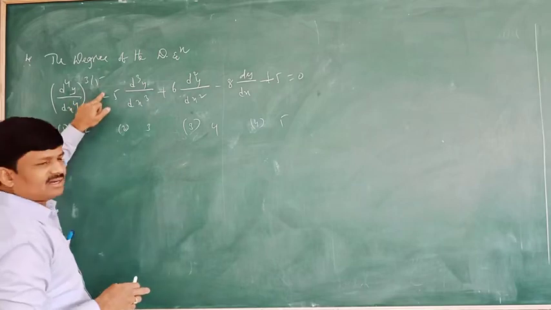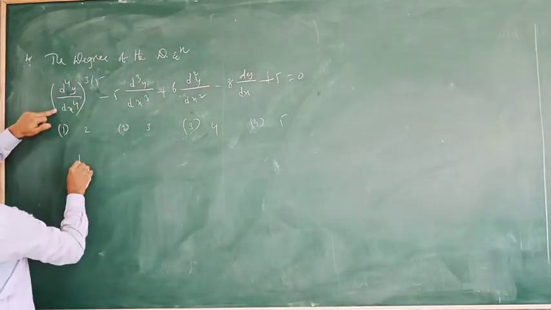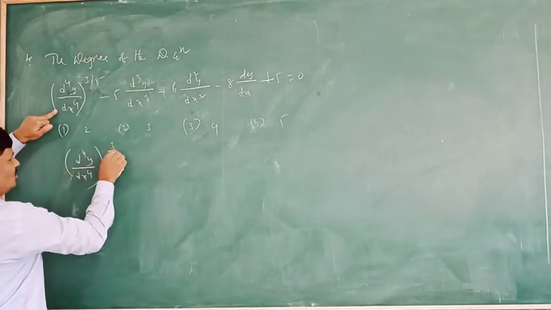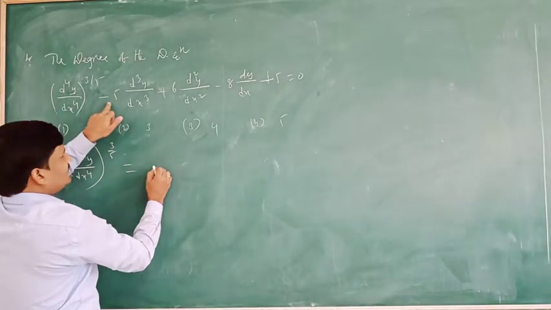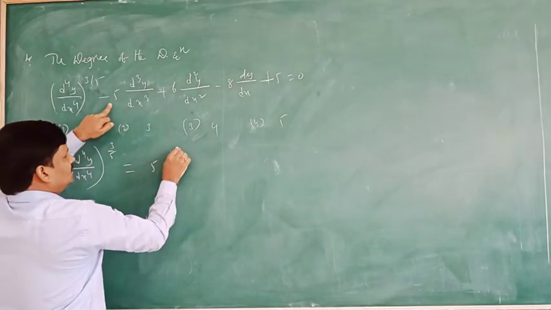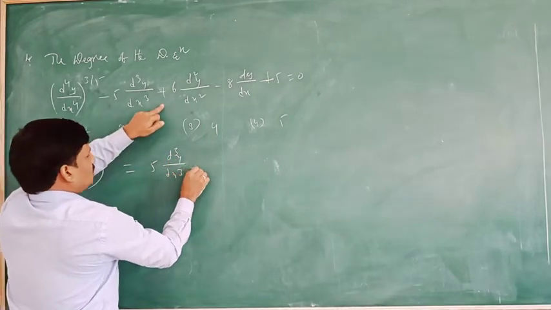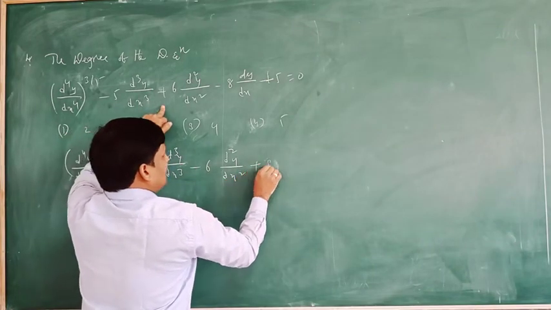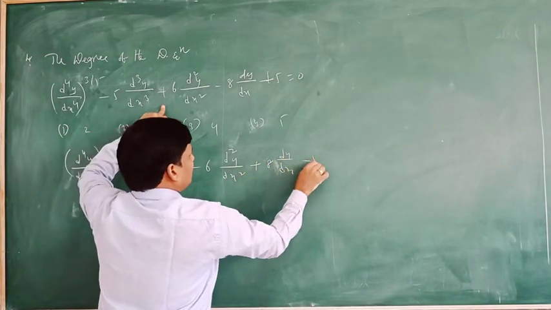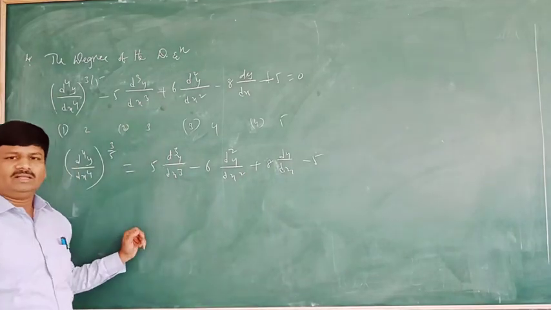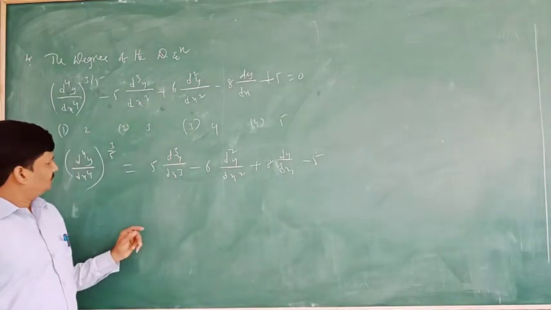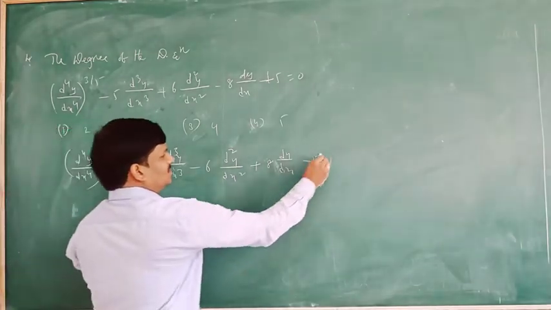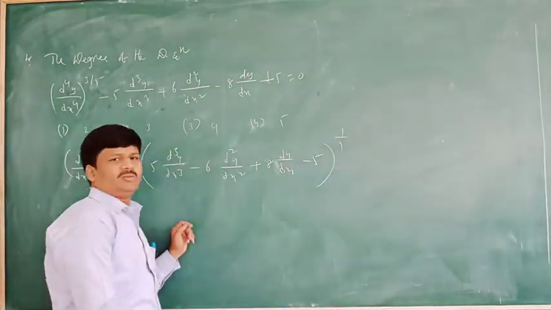And here 3 by 5 is there. So I will write here: (d^4 y by dx^4) whole power 3 by 5 is equal to, transferring this side, minus 5 into d^3 y by dx^3 minus 6 into d^2 y by dx^2 plus 8 into dy by dx minus 5. Yesterday we already solved one question like this. See, here 3 by 5 is there. Here nothing is there, so I take it as 1 by 1, whole power 1 by 1.